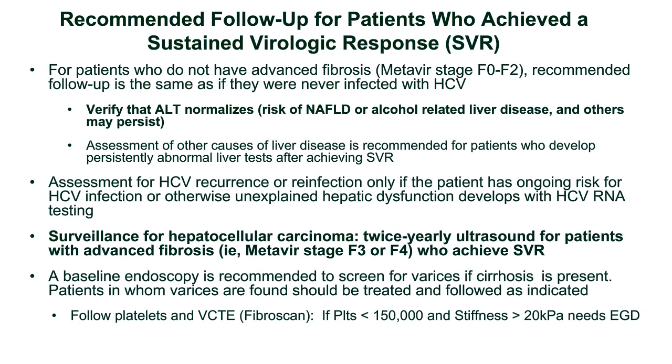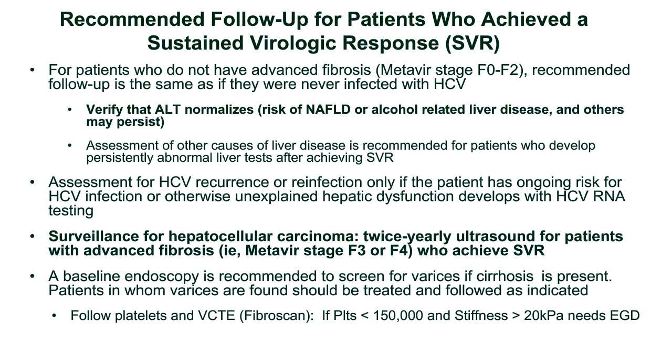Again, if you are demonstrated to have had F3, F4 fibrosis, and I'm going to show you some guidance that was recently published, then surveillance for hepatocellular cancer with twice-yearly ultrasounds for patients with advanced fibrosis is warranted. Again, this typically is somebody with an elastography score of greater than 9.5 kilopascals, which corresponds to a METAVIR greater than F3 fibrosis. Finally, a baseline endoscopy in patients with cirrhosis to screen for varices is also recommended.